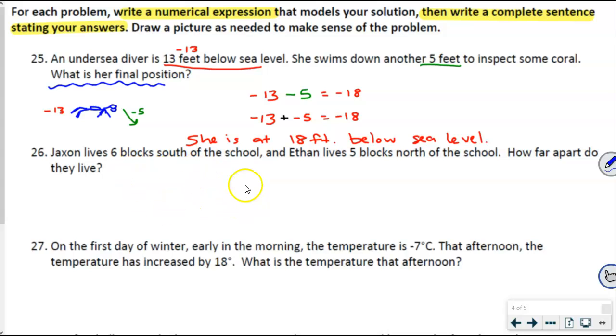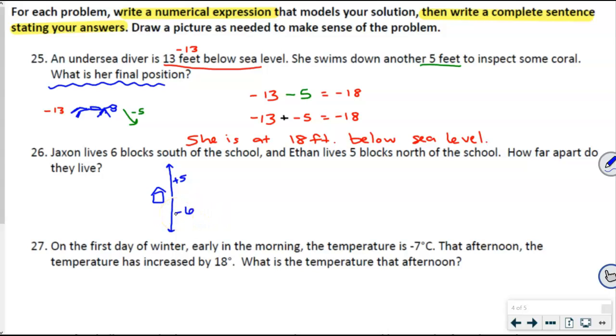The picture that I'm going to draw is a school that's going to look like a house. On a map, where is north? Up, exactly. So I'm going to show Ethan is the one who lives 5 blocks north. So showing up 5. And Jackson is the one who lives 6 blocks south. So if north is up on a map, south is going to be the opposite, down. So if it's the opposite, can I just say 6? No, because it's the opposite, so it has to be -6.